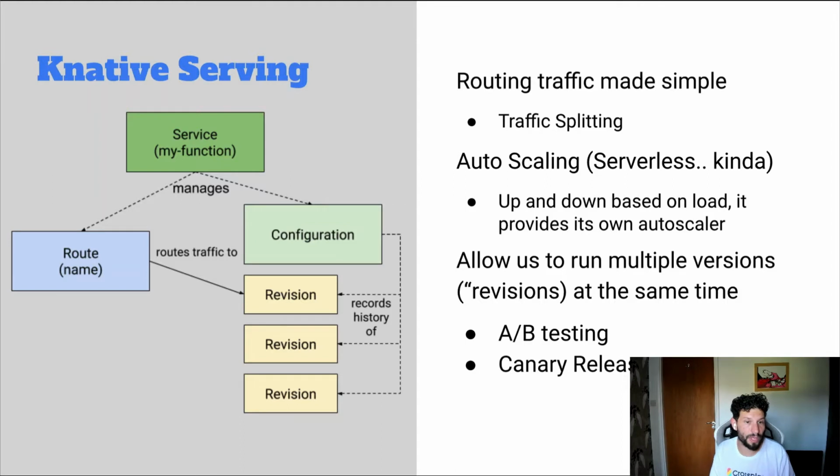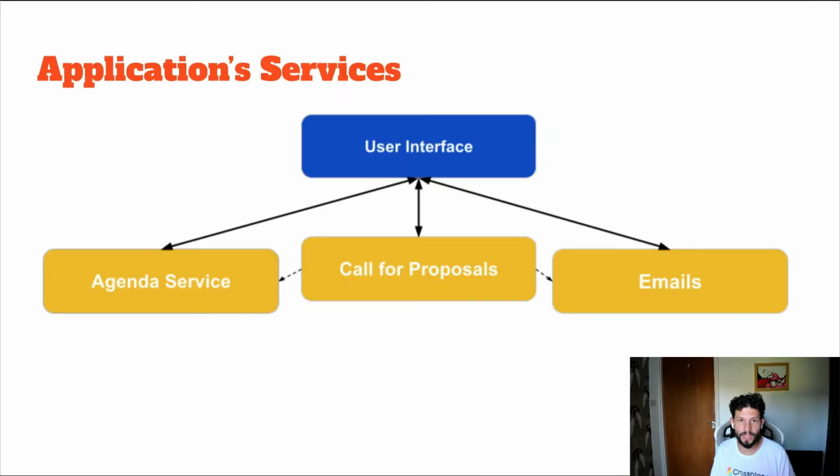I have that already running in a Google Cloud cluster. So the application is pretty simple. It's composed of 4 services. We have a user interface, the service that we are going to access using our web browser, and the application is composed of these other 3 backend services: the agenda service, the call for proposals, and the email service. We are simulating a conference website, right?